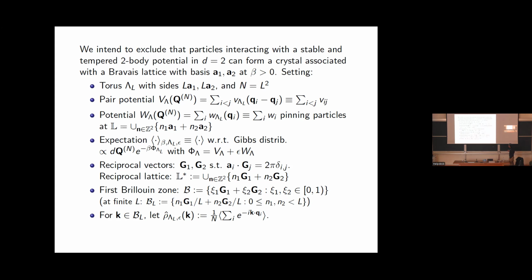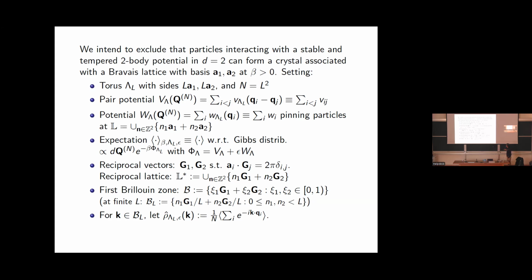Then in order to try to prove existence of translation symmetry breaking, I need a pinning potential. So I consider this potential W, which is, say, a periodic function with degenerate minima at the locations of the sites of this lattice, and besides that is arbitrary. I indicate by this symbol the expectation with respect to the Gibbs distribution e to the minus beta phi. Here phi is the pair potential plus epsilon times the pinning potential. This epsilon, you should think of it as a small quantity that will be sent to 0 after the thermodynamic limit.